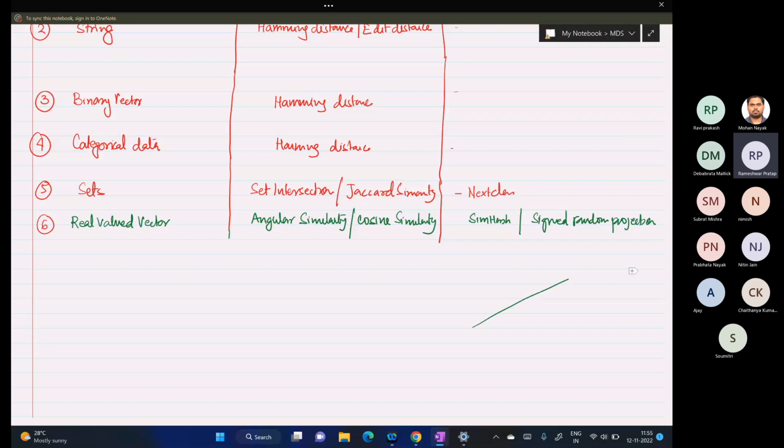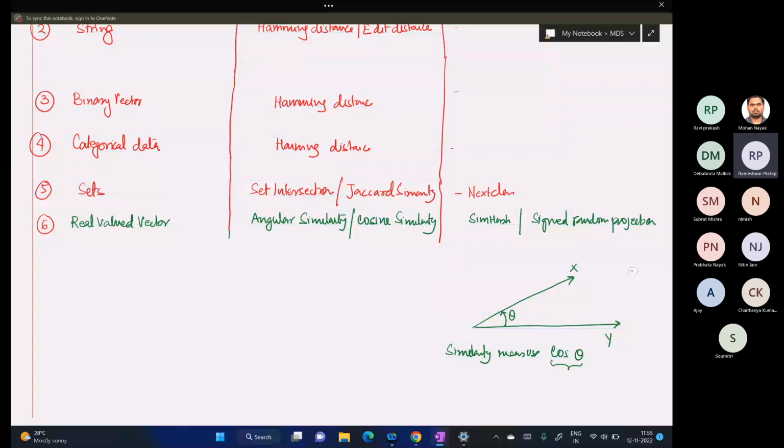So suppose we have two vectors x and y, right? And suppose the angle is theta. So the similarity measure we can use is cos of the angle between those input vectors. Or in some cases we can consider only theta as well. But the reason for choosing cos is that it scales the value between -1 and +1.